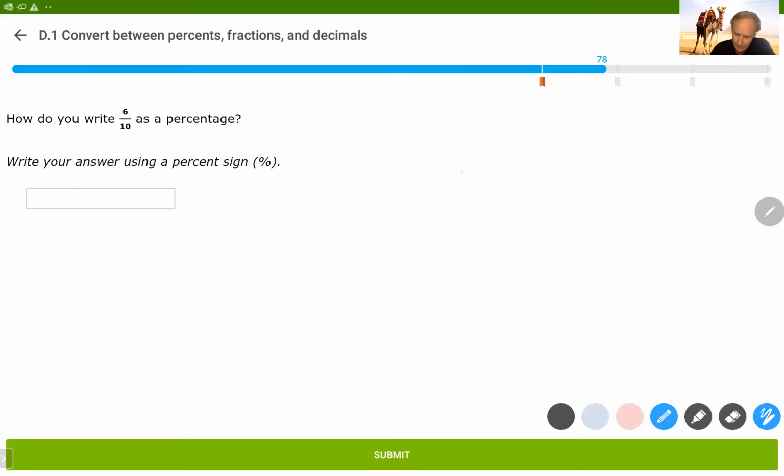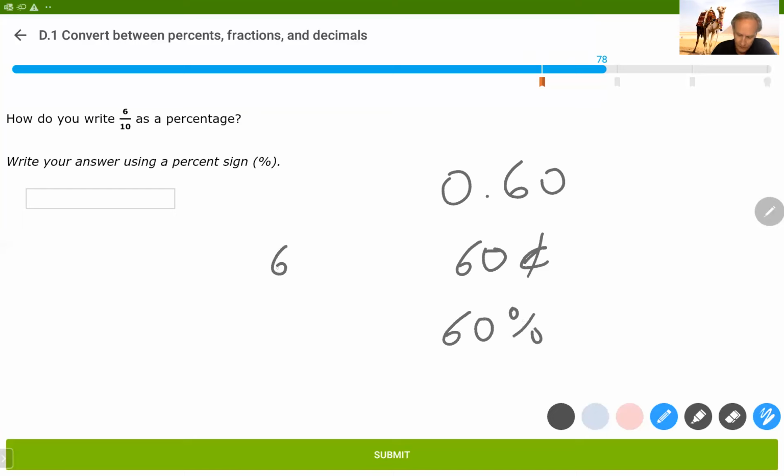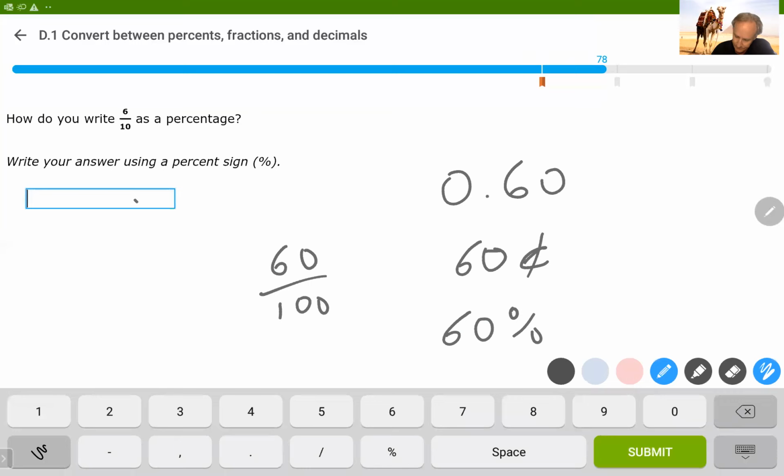6/10. Well, 6/10 is 6/10. If you like, that's 60 cents, or 60%, or 60 over 100. All of these things are exactly the same, so 60%.